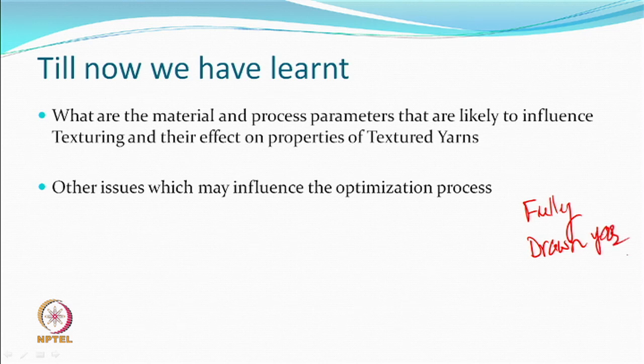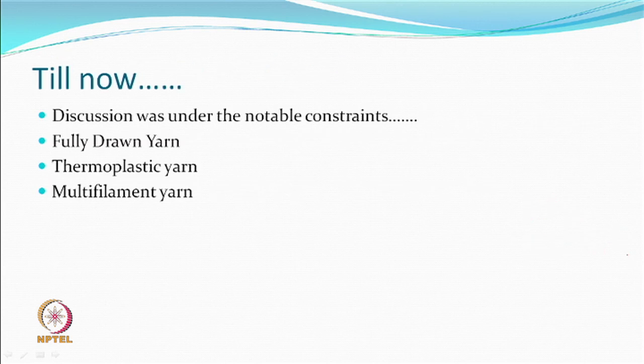And also we looked at any other parameter that could influence. So, these constraints still remain. Thermoplastic yarn we are talking about. We are looking at multifilament yarn, but as we move on, we will try to remove this constraint and look at something which is not fully drawn yarn as well.